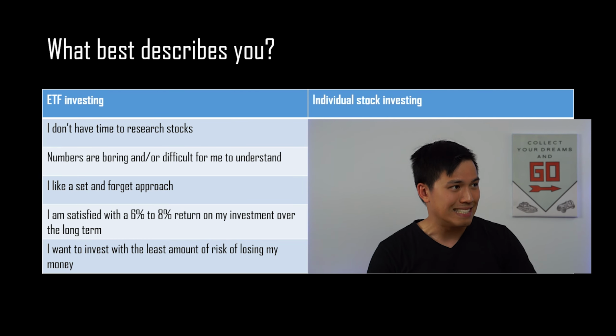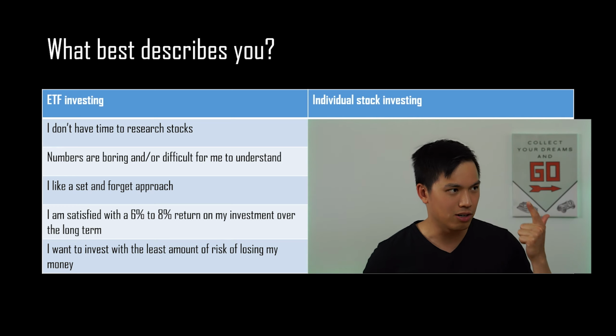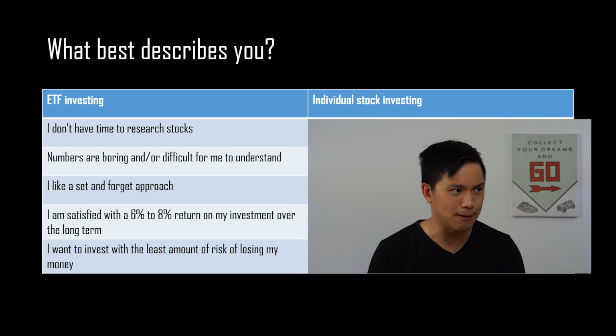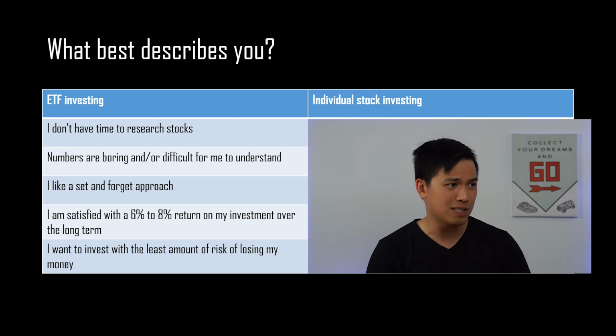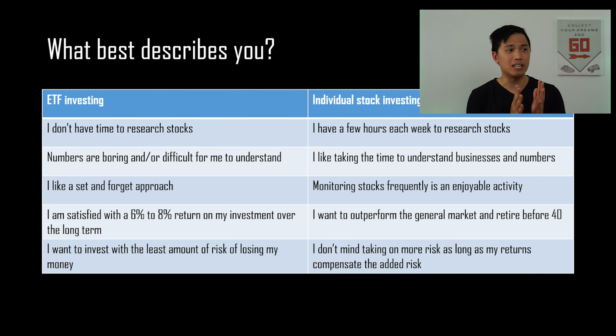The ETF investor will say, I don't have time to research stocks. Numbers are boring and or difficult for me to understand. I like a set and forget approach. I'm satisfied with a 6 to 8% return on my investment over the long term, and I want to invest with the least amount of risk of losing my money. On the other hand, you have the individual stock picker who would say, I have a few hours each week to research stocks. I like taking the time to understand businesses and numbers.